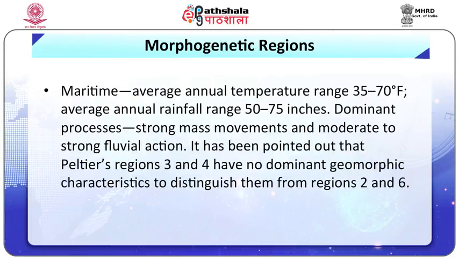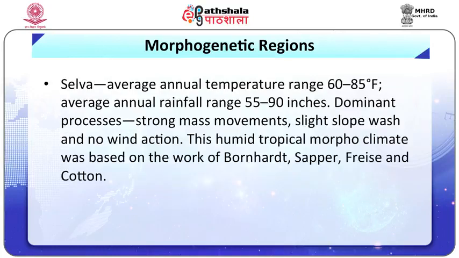Fourth, maritime. Average annual temperature range between 35 to 70 degrees Fahrenheit. Average annual rainfall range 50 to 75 inches. Dominant processes include strong mass movements and moderate to strong fluvial action. It has been pointed out that Peltier's region 3 and 4 have no dominant geomorphic characteristics to distinguish them from region 2 and 6.